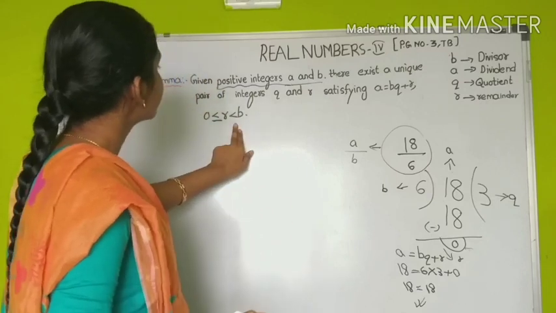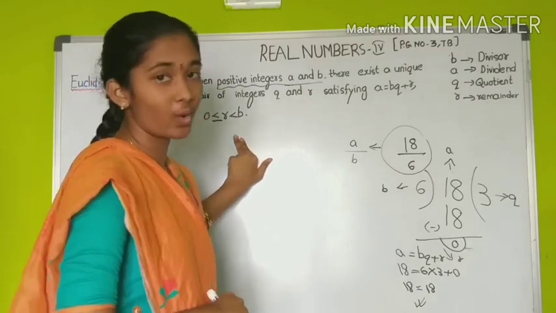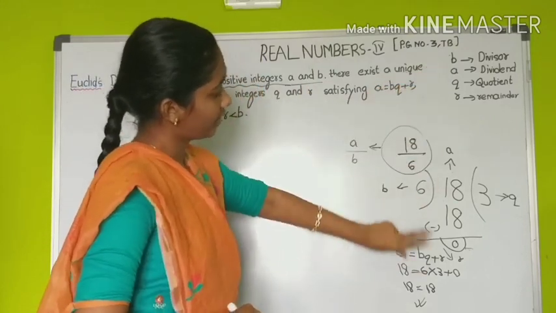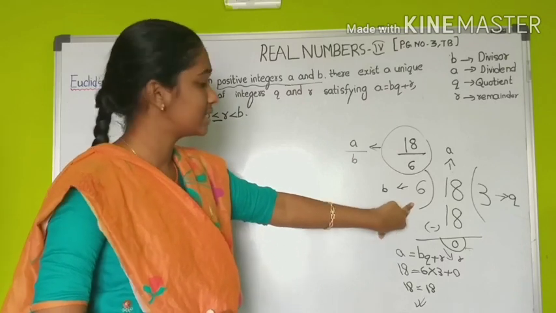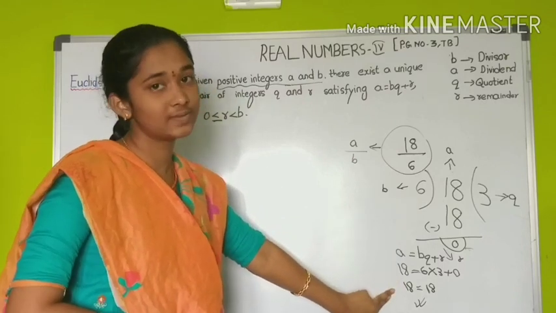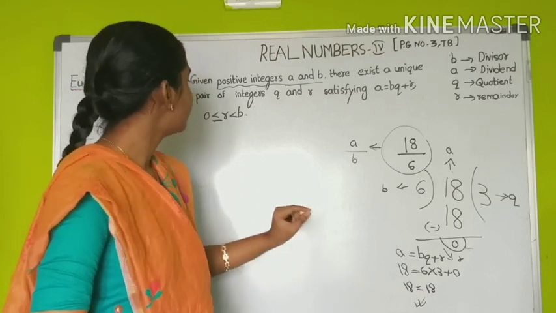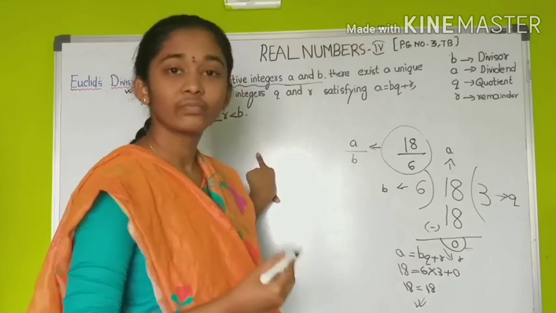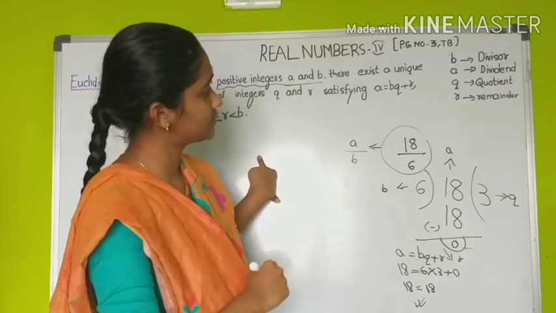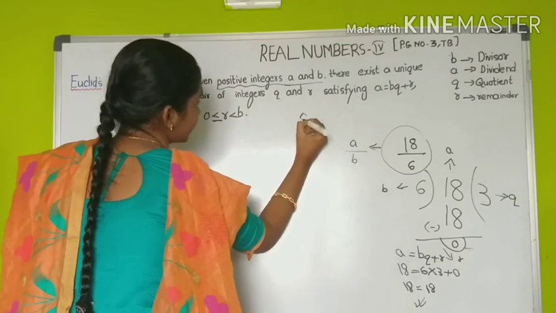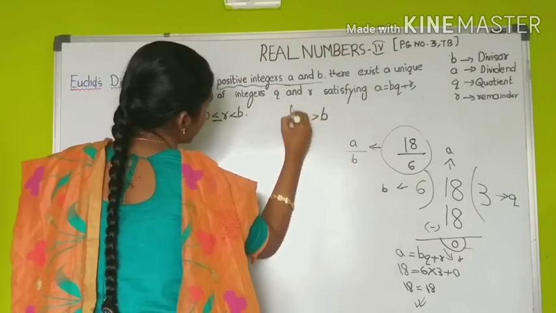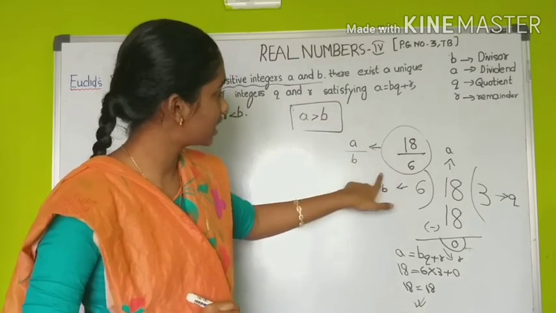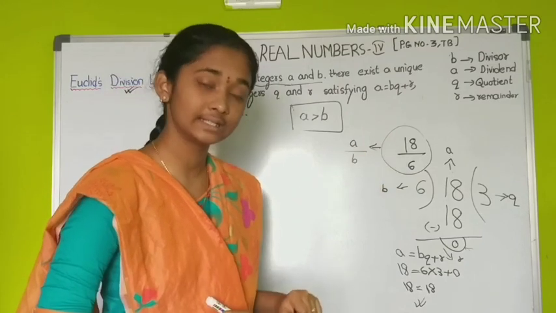And now, first we learned the definition of Euclid's division lemma, and we have learned what A, B, Q and R are. And we have also tested a division, and the Euclid's division lemma is applicable to this division. And we have learned the condition for the remainder and also the equation A is equal to B into Q plus R. And there is also another condition for this Euclid's division lemma, that is A is always greater than B. Here also we can see that A is 18 and B is 6. A is greater than B. 18 is greater than 6.